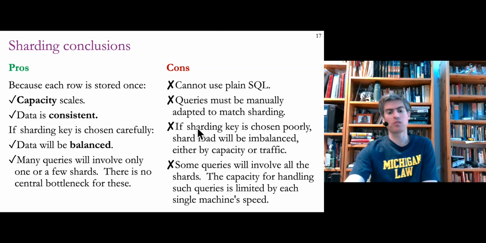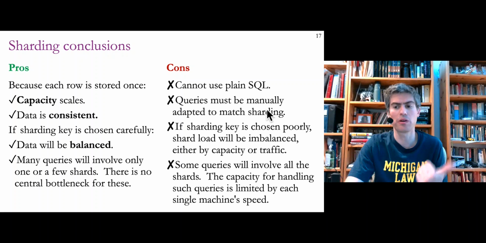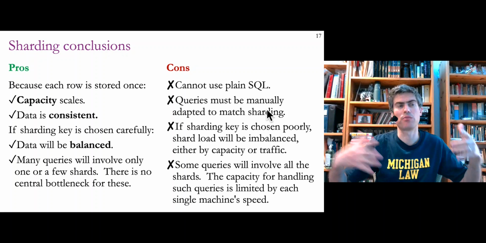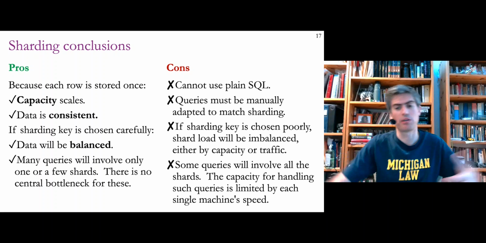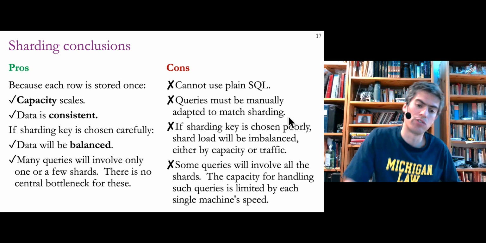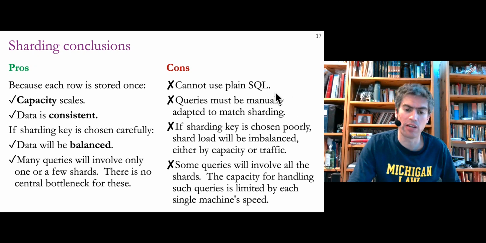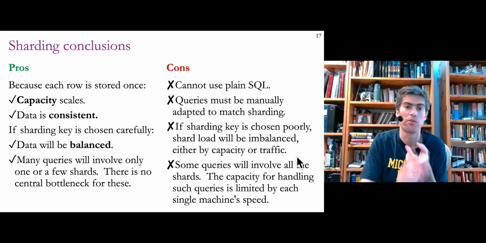On the downside, the biggest downsides were the complexity. We can't use plain SQL and expect it to work. The references between tables are kind of broken because the rows are going to be split across different shards. So we have a lot of manually stitching together those joins that would originally happen very naturally in SQL. It's also possible that if we chose a sharding key badly, then the load would be imbalanced. And when we're talking about load here, we mean both the capacity, the amount of data stored, but also the traffic.